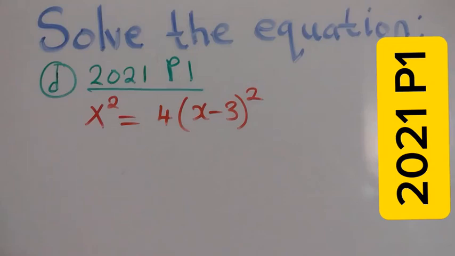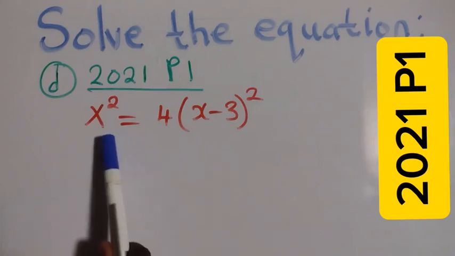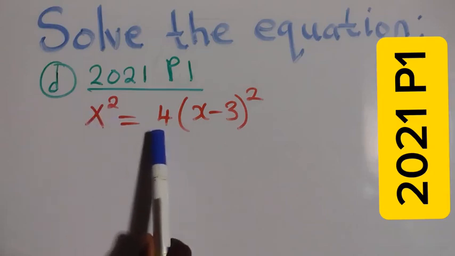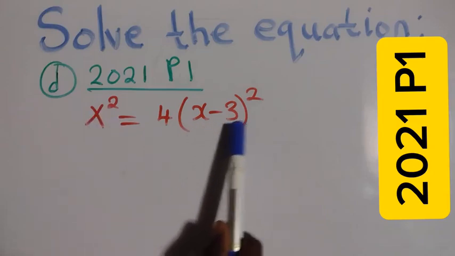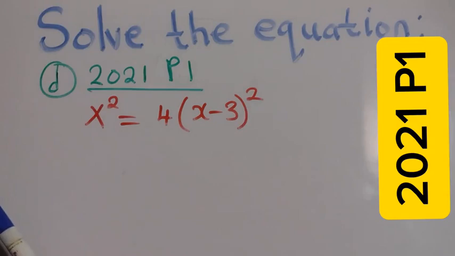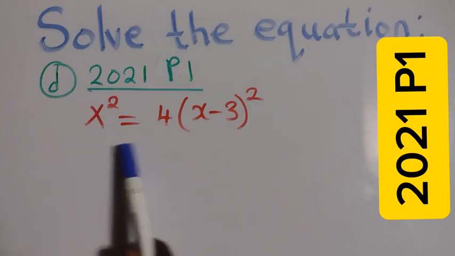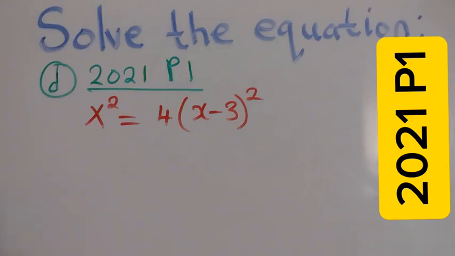Right, so we now come to our last question. So this is a question, okay, which is a quadratic equation also. So we have x squared is equal to 4 in brackets, we have x minus 3 squared. So we need to solve for x. Okay, now there are two different methods that we can use to solve this question. So I'm going to start with our method 1.